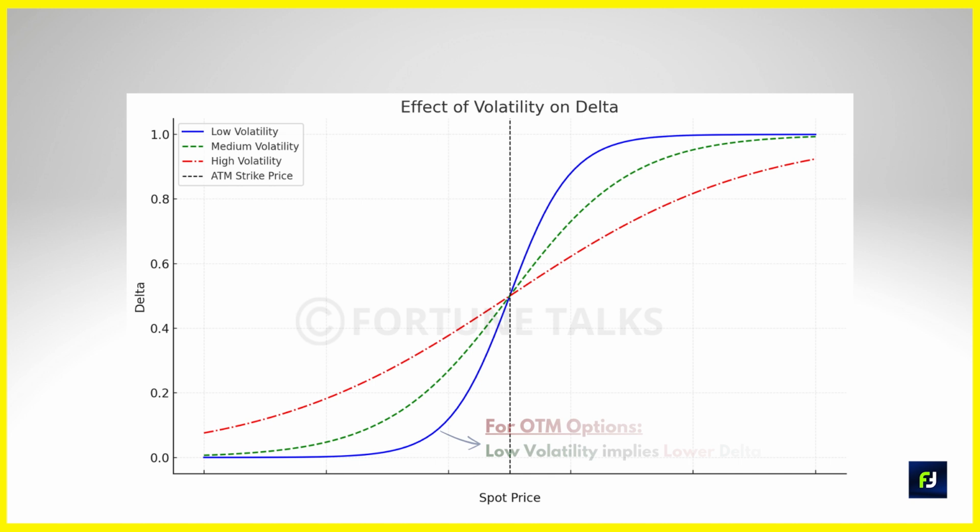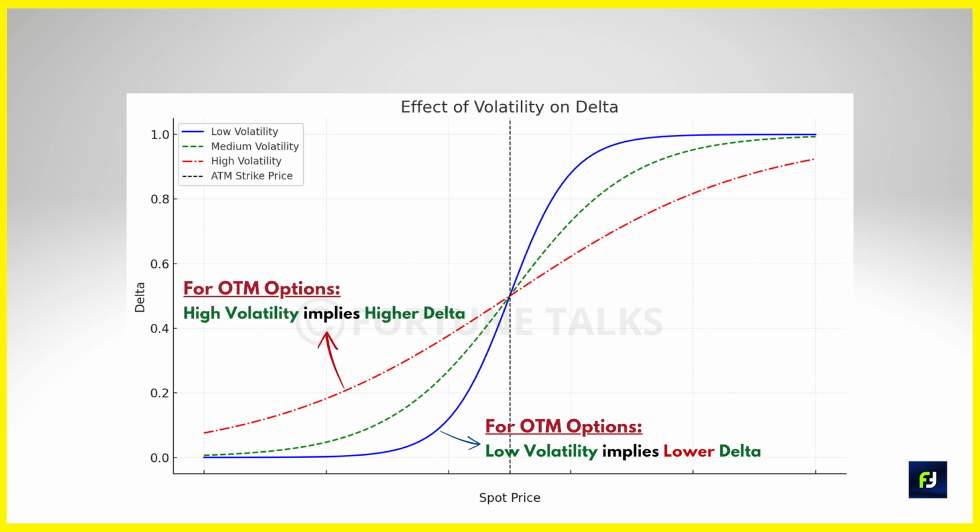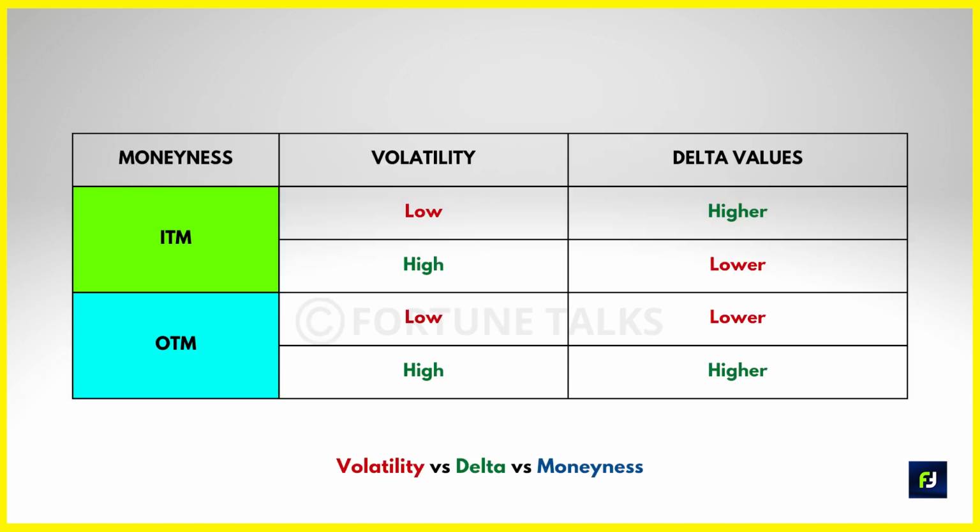Similarly, for OTM options, the delta will be lower if the underlying has low volatility, and the delta will be higher if the underlying has high volatility. Again, this is because the probability of an OTM option expiring in the money is lower when the volatility is low. However, when volatility is high, the probability that an OTM option would expire in the money increases, causing the delta to increase too. You can use this table for future reference. Here also, it doesn't matter whether the option is a call or a put option.